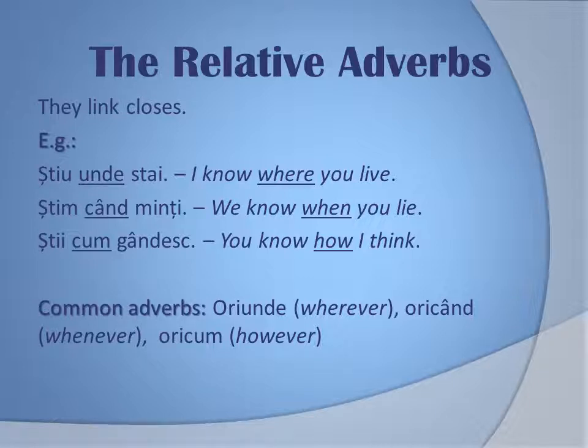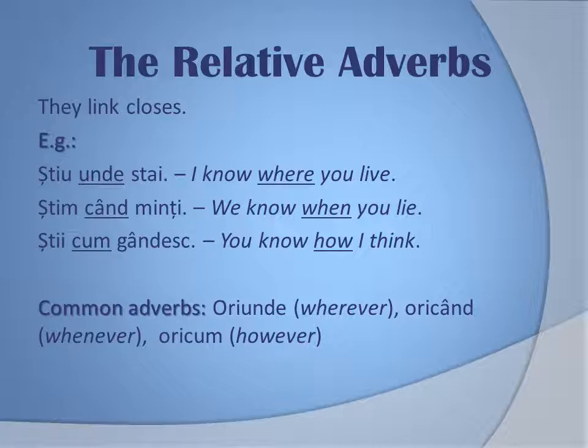Let's move on to the second example. Știm când minți. Când means when, and the first clause is știm, we know. Când is when, and minți is the second clause, you lie. Știm când minți. We know when you lie.